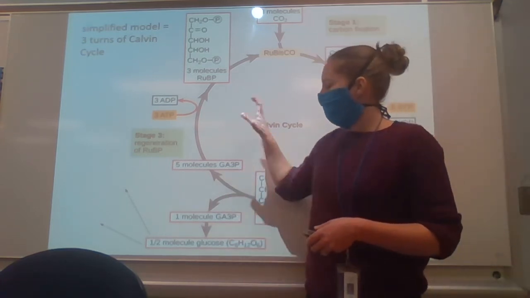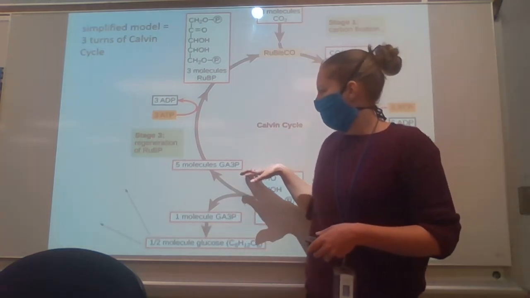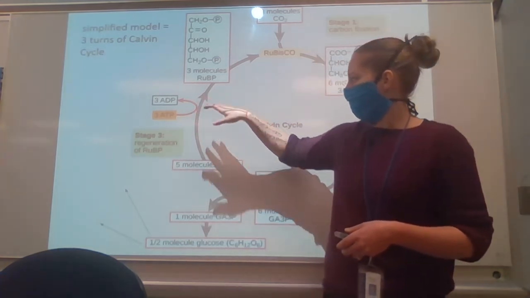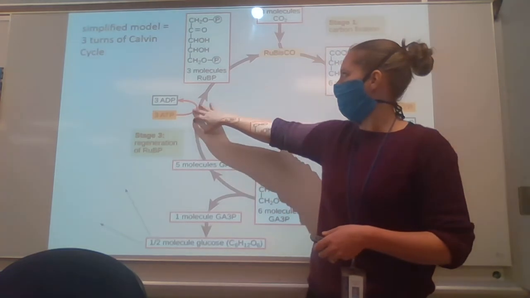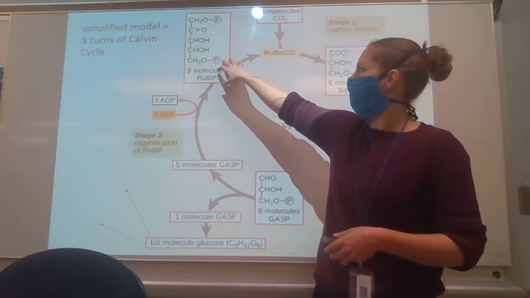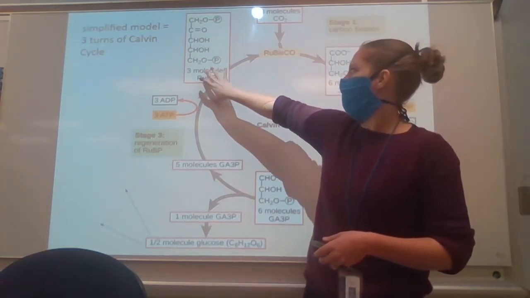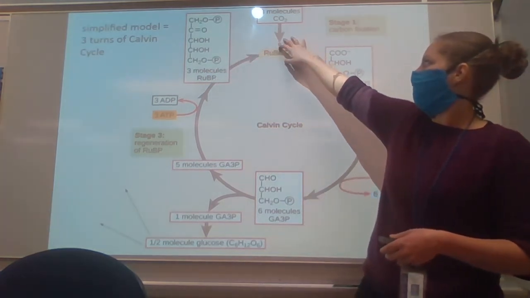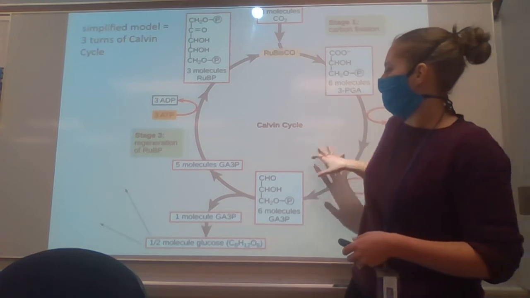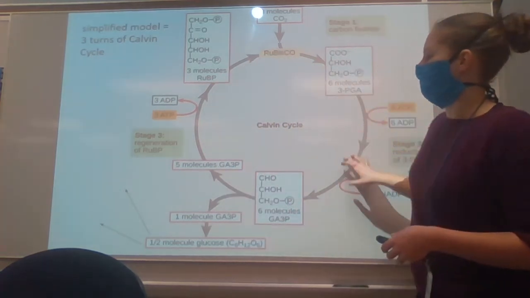To continue the cycle, most of the molecules have to actually continue in the cycle itself. And so the last stage of the cycle is just to regenerate our starting molecule, which is this RuBP molecule, and that's going to continue then. Rubisco is going to fix the carbon dioxide to that, and the cycle is going to continue.